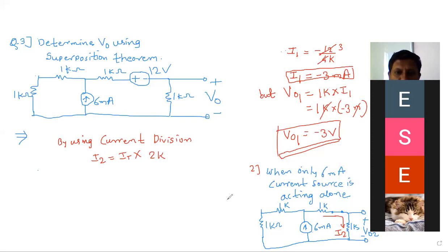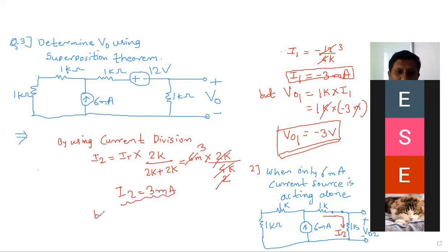Okay, if you have confusion, you can straightforwardly go for nodal analysis. Don't worry. So 2K divided by 2K plus 2K. So here IT will be 6 milli into 2K divided by 4K. So this will cancel. It will give 2. 2 will get cancelled. It will give 3. So I2 is 3 milliampere.